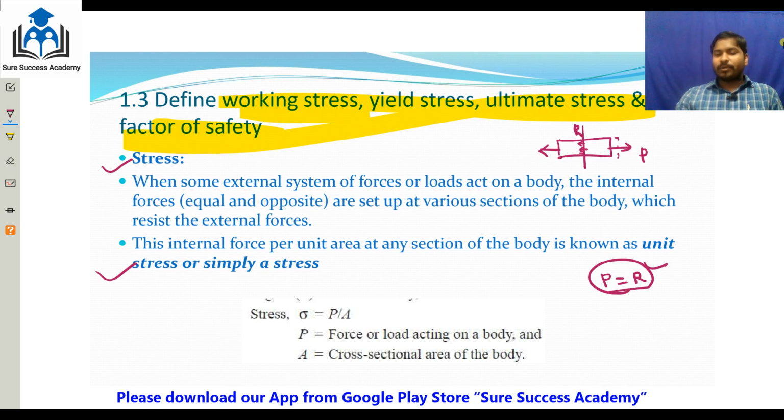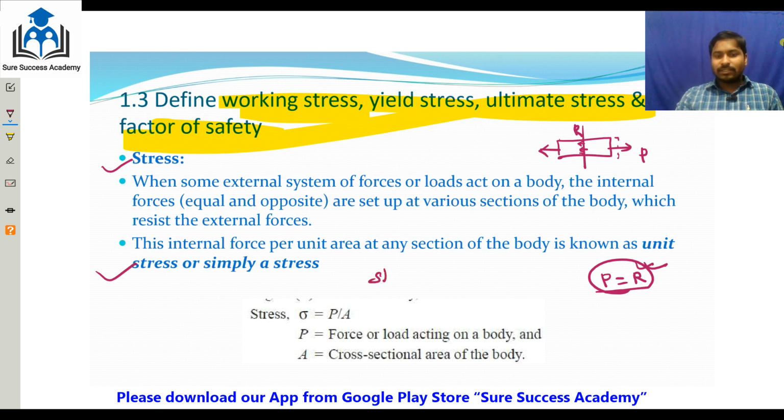Or within the proportional limit. Once P exceeds R, permanent elongation will start. But in machine design we are always working within the elastic limit. So here the resistance developed by the body is equal to the external load.